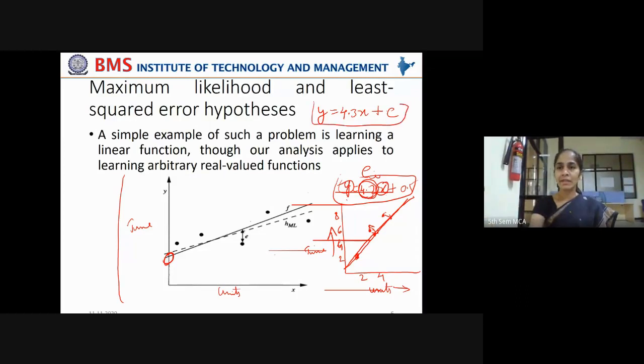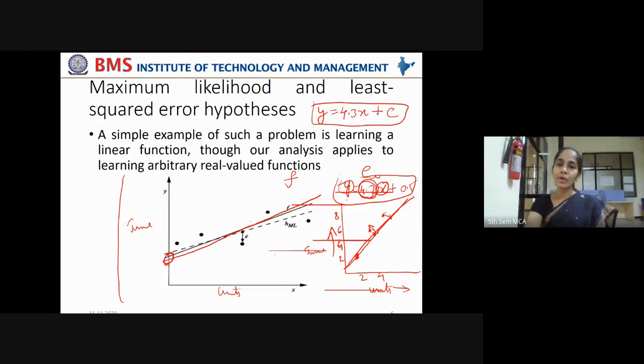This equation is represented by this solid line. Okay, that is the ideal target function that we are trying to learn, which is the best fit to the data points given, which minimizes the error in the prediction. Okay, so according to this figure, this solid line is taken as f, that is the target value that is learned.